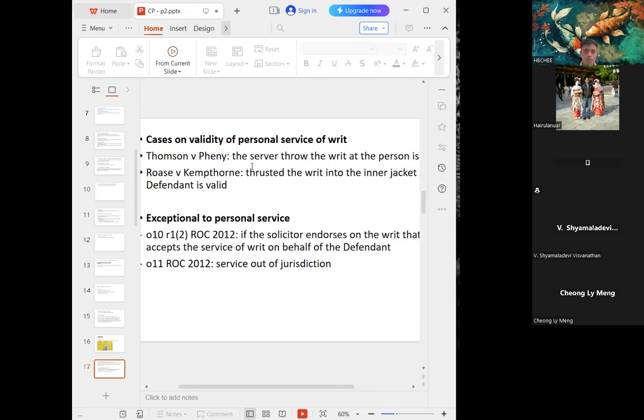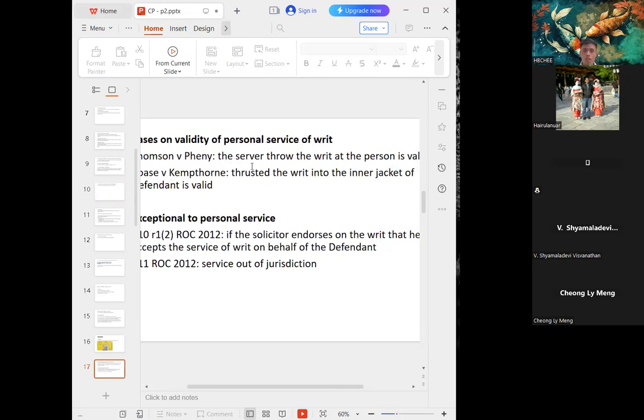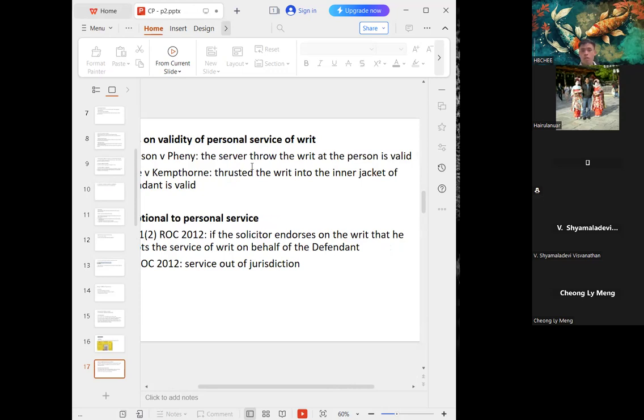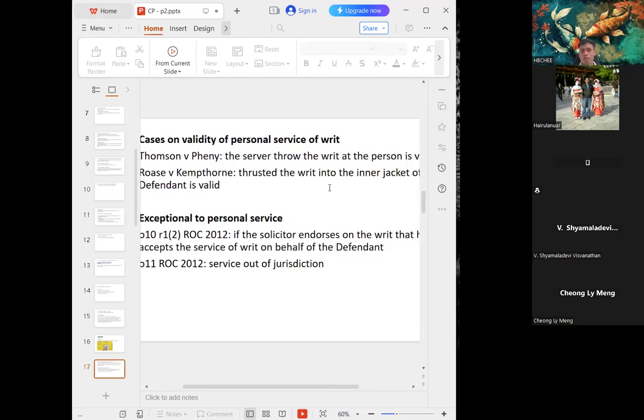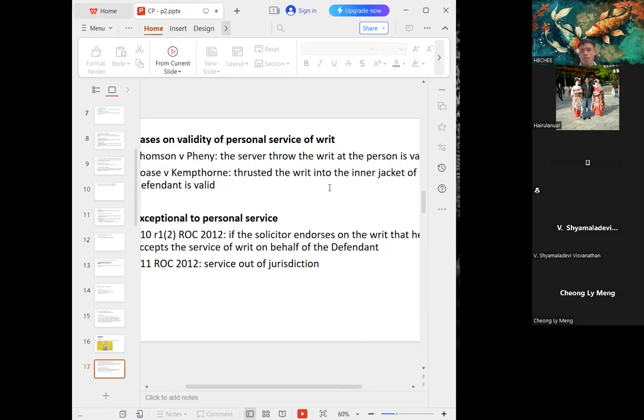And in this case, Those in Canton, the process server put the writ inside the inner jacket of the defendant, and the court held that the service of writ was valid. So for clarification, personal service means you must serve the person himself or herself.